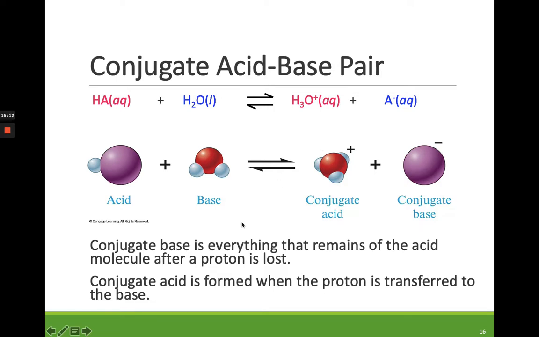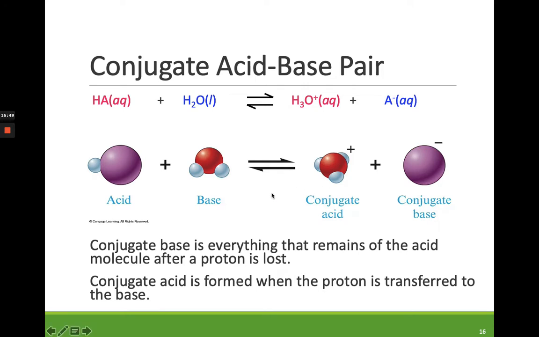Now, conjugate base is everything that remains of the acid after a proton is lost. So for example, in here we have the violet and the blue smaller circle here. Let's assume that this is HCl. So if the HCl molecule has lost its proton or its hydrogen atom, then we call that species our conjugate base already, because it's now the one ready to accept the proton.